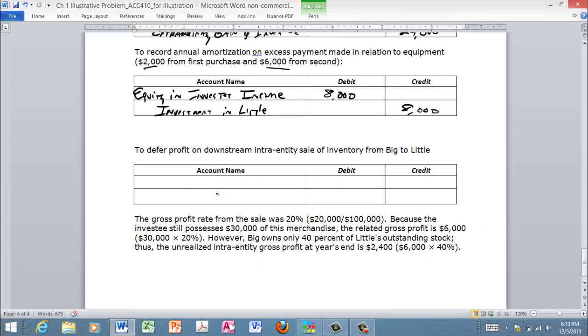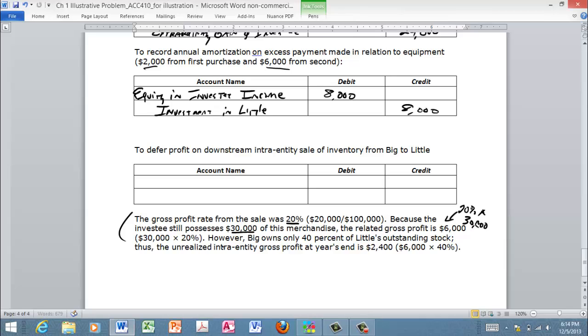Now what's the last thing I need to take care of? Well, remember that downstream sale. Now, the calculations I have down here for you, remember the gross profit was 20%. They sold it for $100,000. It cost Big $80,000, so there's that $20,000 profit, so it's 20%. Now, because Little, the investee, still has $30,000 of that merchandise, the profit on that is $6,000. Very simple. I'm just taking the 20% times the $30,000 to get the $6,000.